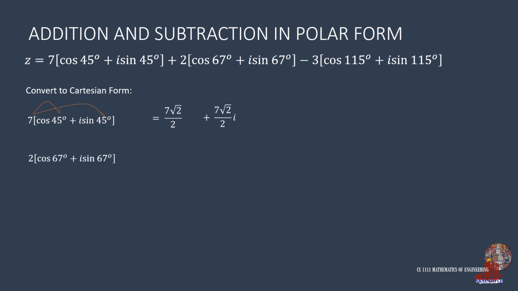From the second complex number, the real number is solved from twice of cosine 67 degrees, giving 0.7815. Its imaginary number is twice of i sine of 67 degrees, which results to 1.8410i. From the third complex number, we get the real number as 3 times cosine of 115 degrees, which is negative 1.2679. And its imaginary part is computed from 3 times i sine of 115 degrees, which becomes 2.7189i. Now let's deal with the operations.